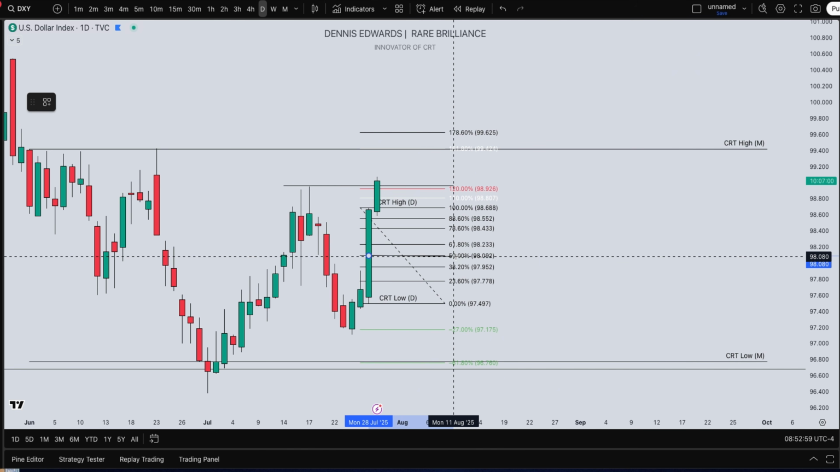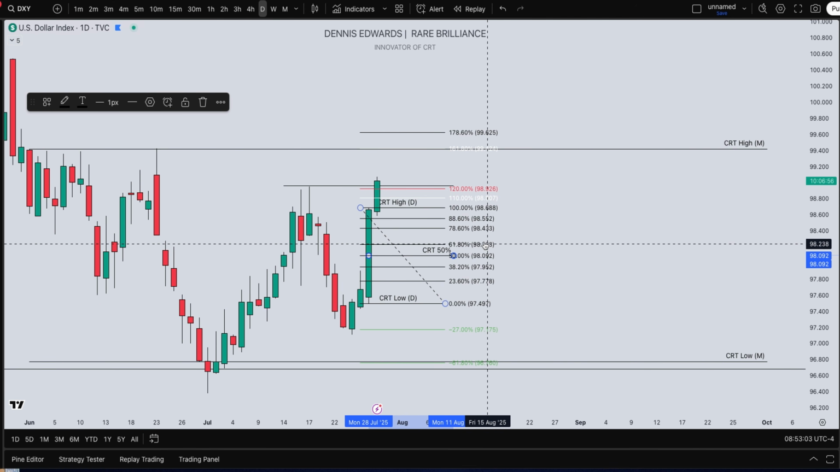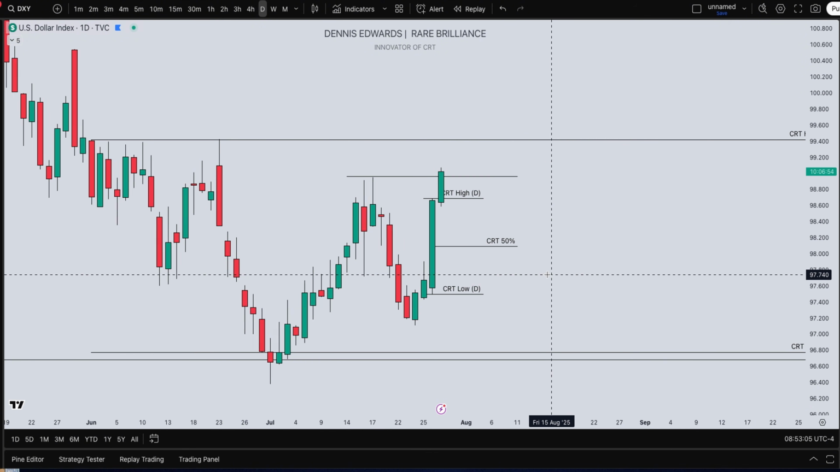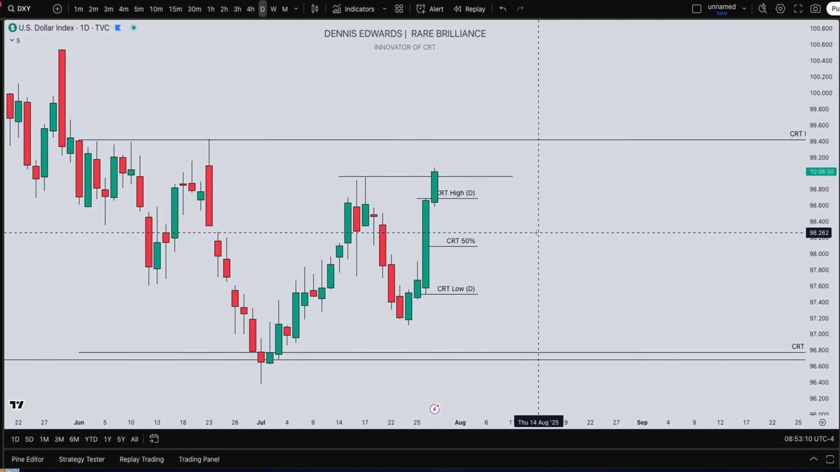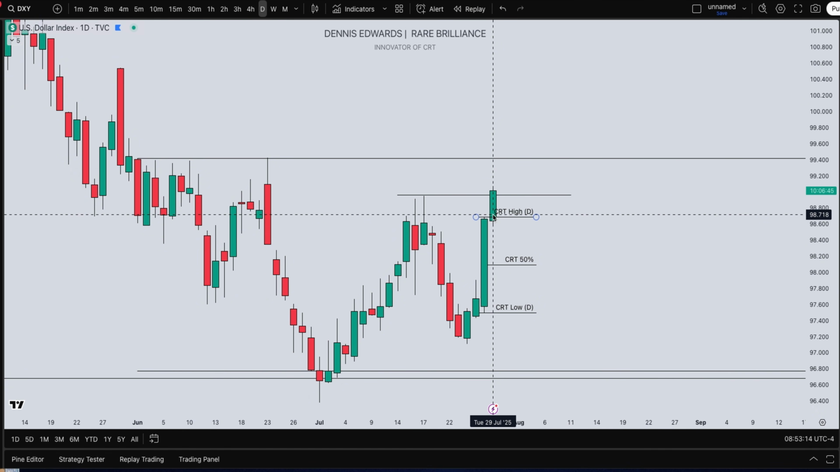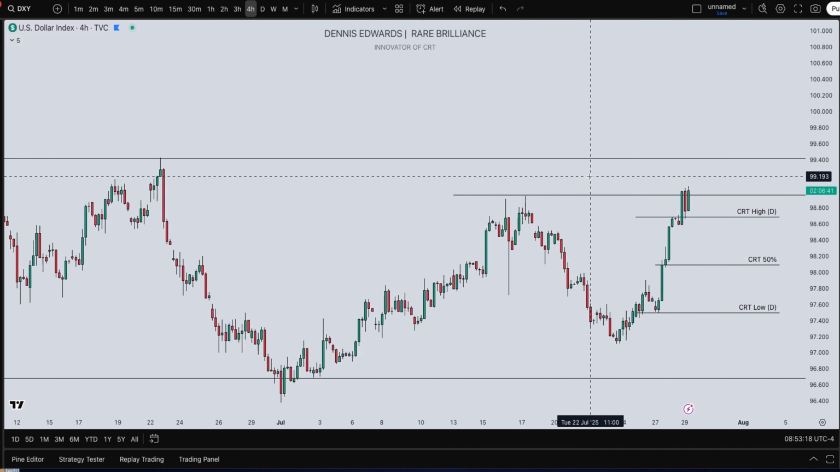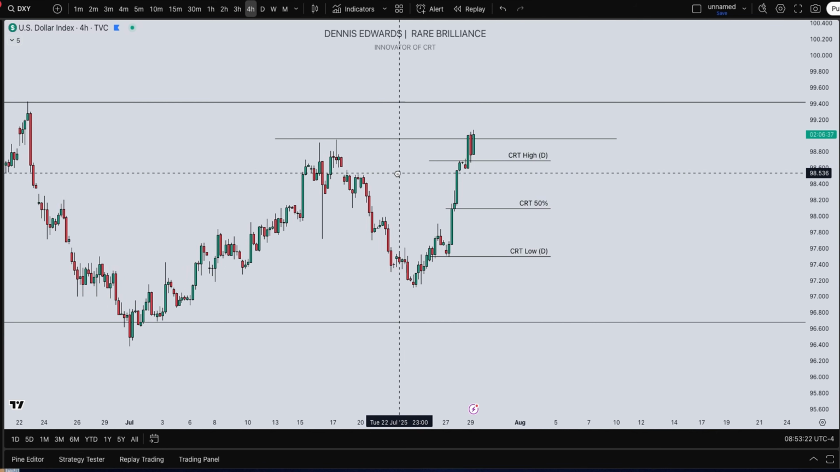Right, 50% here. CRT 50%. Okay, so this is just the very basic understanding from what I can get of a possibility from the daily time frame if this rejects. Now we're going to get into more detail from the 4-hour time frame, because it all depends on what happens within this area, right?